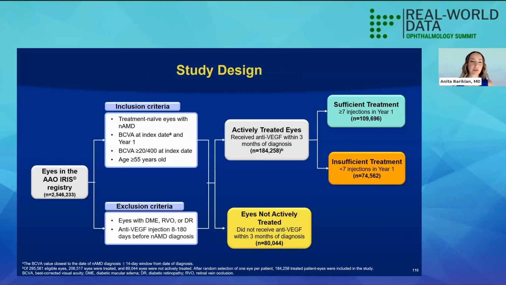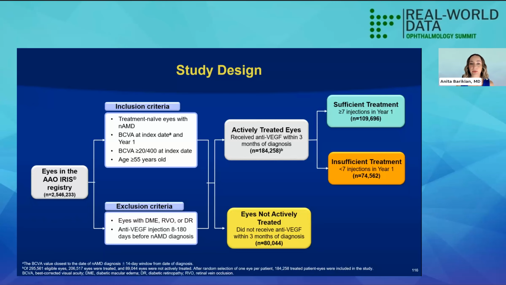All right. So this retrospective analysis of the IRIS registry included treatment-naive eyes with neovascular AMD diagnosed between January 2013 and December 2019 with best-corrected visual acuity better than 20/400 and patients older than 55 years. Eyes were excluded if they had DME, RVO, or diabetic retinopathy, or received anti-VEGF injections between 8 and 180 days before neovascular AMD diagnosis.